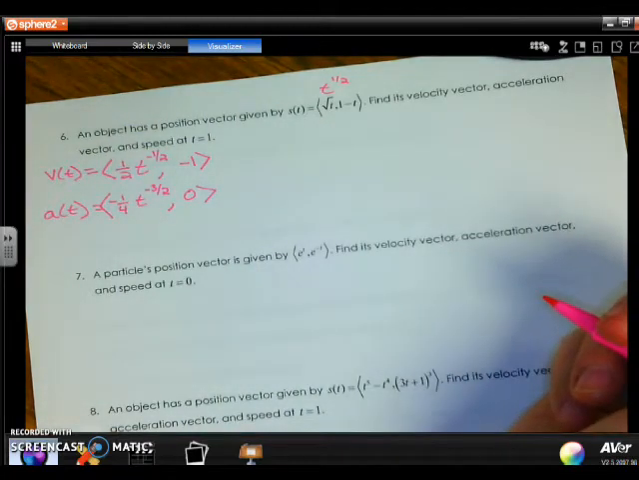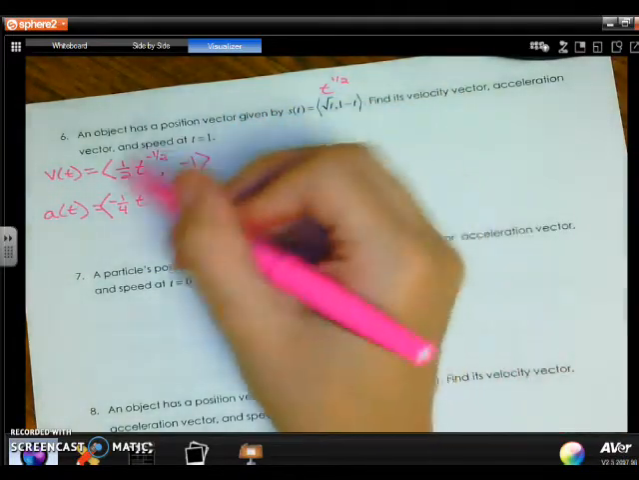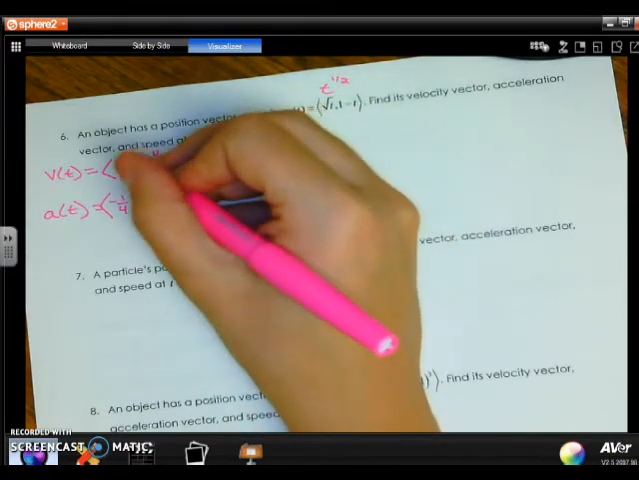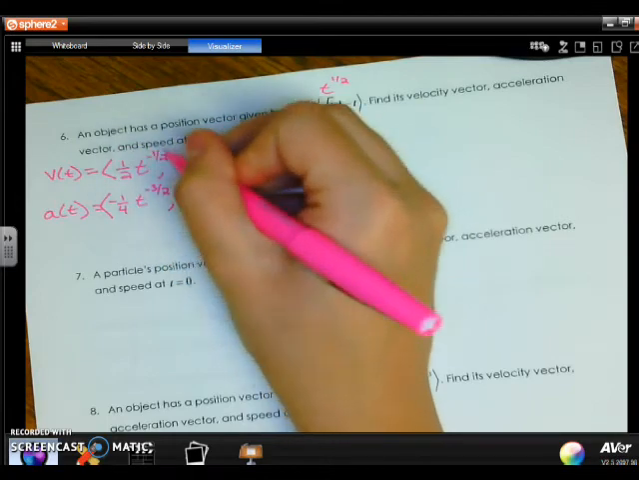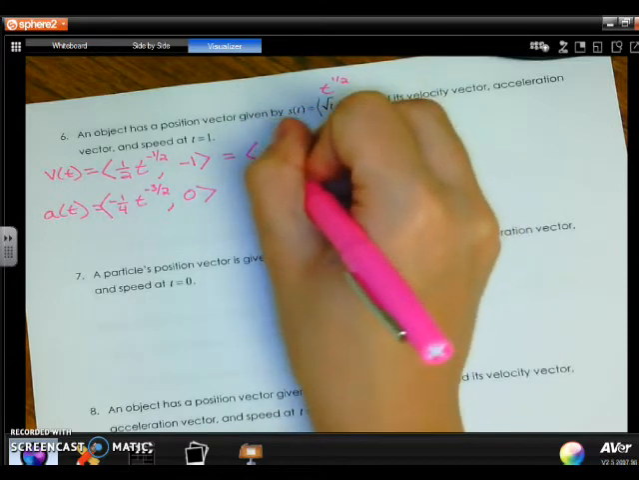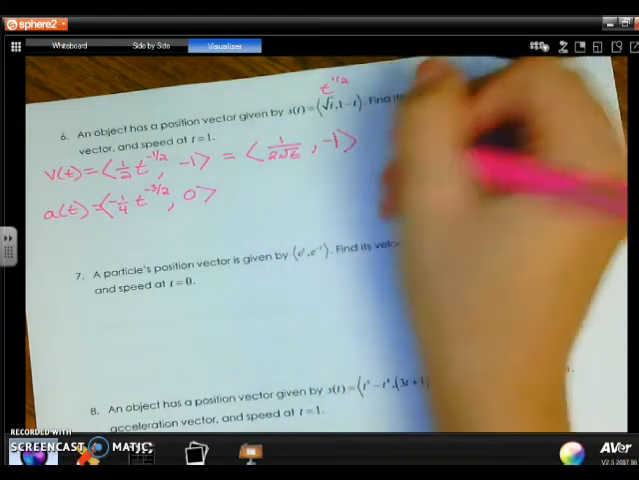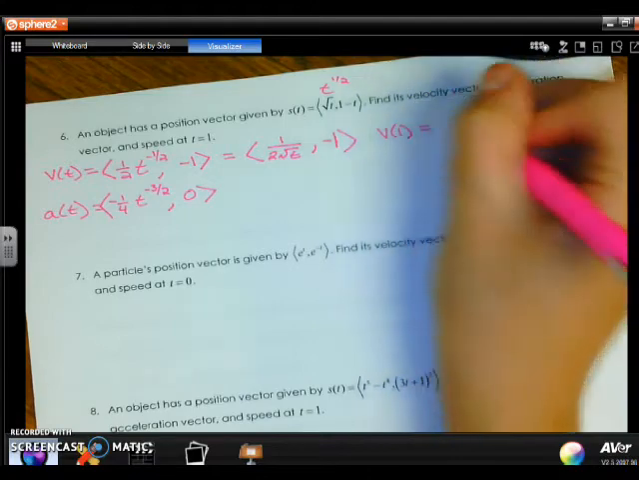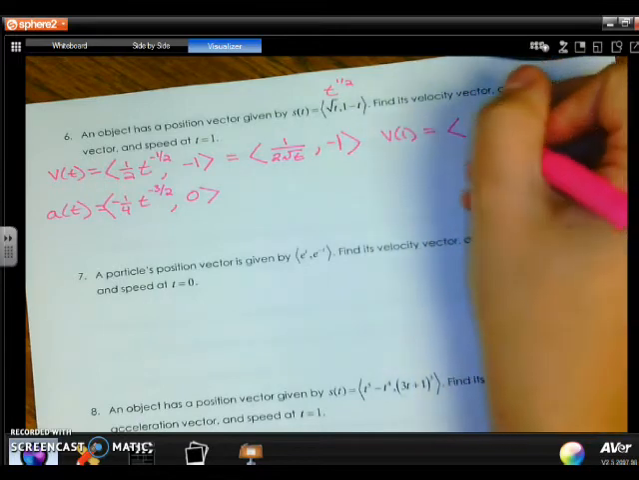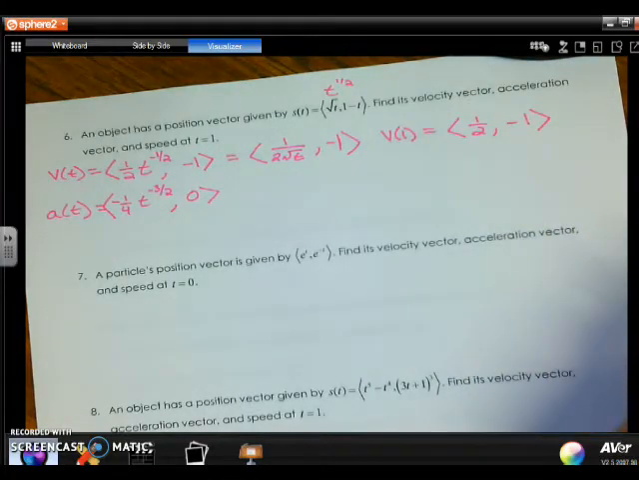And now it wants me to evaluate them each at 1. So if I wanted to evaluate the velocity at 1, I would probably take a second to rewrite this. That's going to be equivalent to positive 1 over 2 square root of t. I would rewrite it that way just because to me that makes it easier to plug into. And now it's asking what is the velocity at t equals 1, so now it's easy for me to plug in there. The square root of 1 is 1, so it's just 1/2, comma, negative 1. So 1/2, comma, negative 1, that's my velocity vector at time 1.